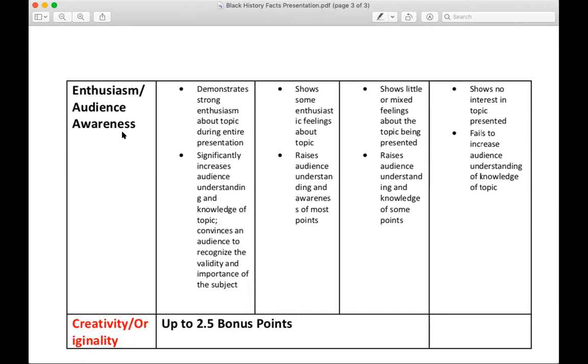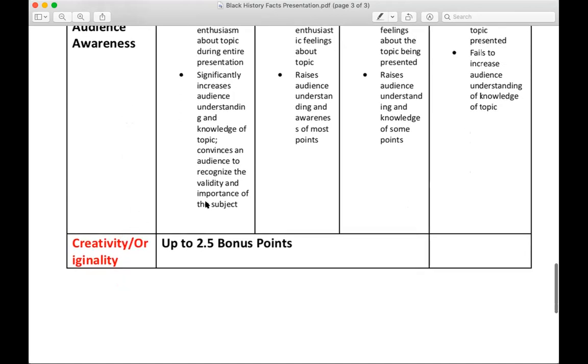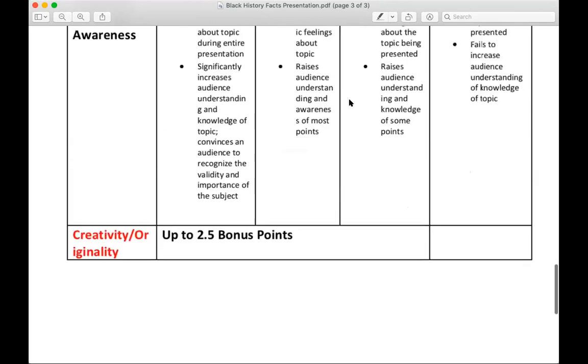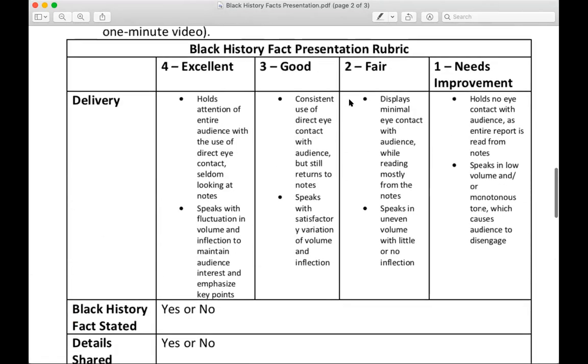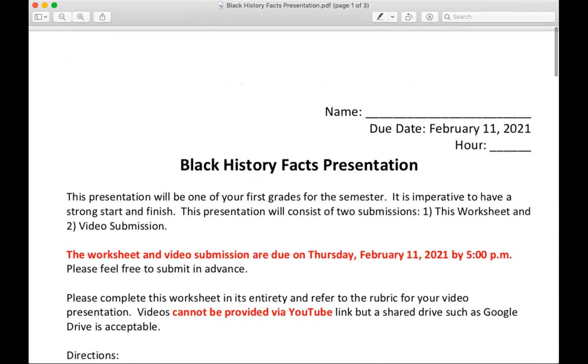And convinces audience to recognize the validity and importance of the subject. So we are making sure that, again, we understand the significance of this fact. And then again, 2.5 bonus points for creativity or originality in your presentation. Okay, and that is the rubric for the video presentation portion of this assignment. All right, so next I want to just show you a couple of examples before we wrap up.